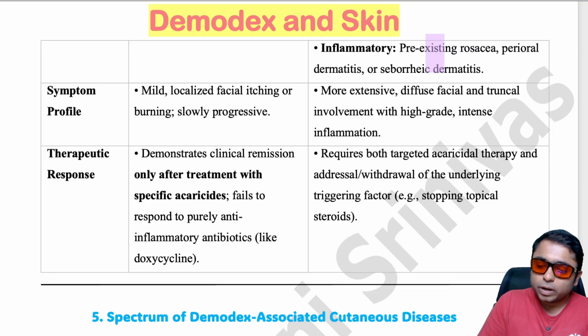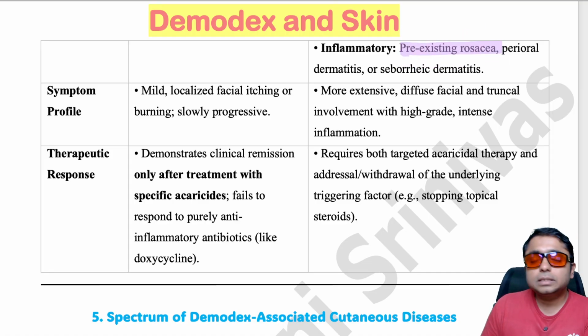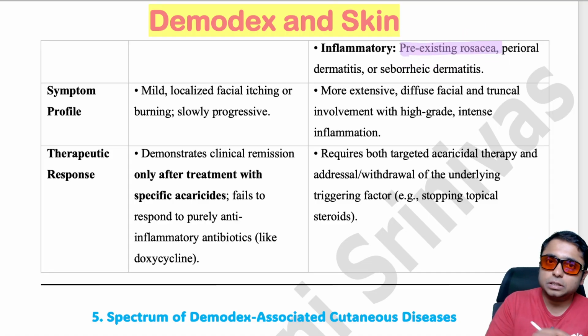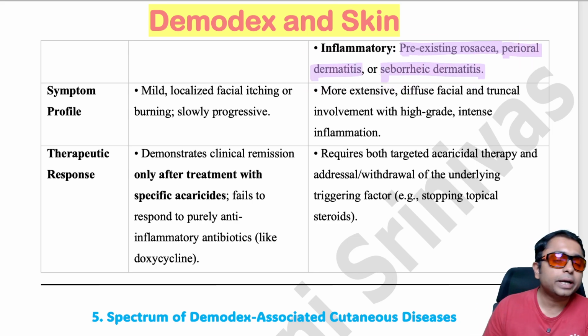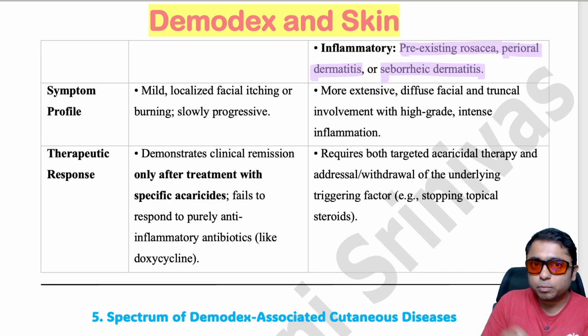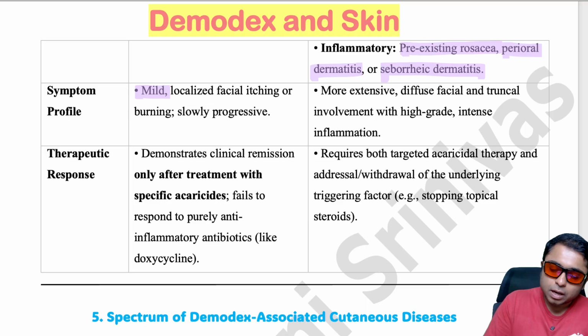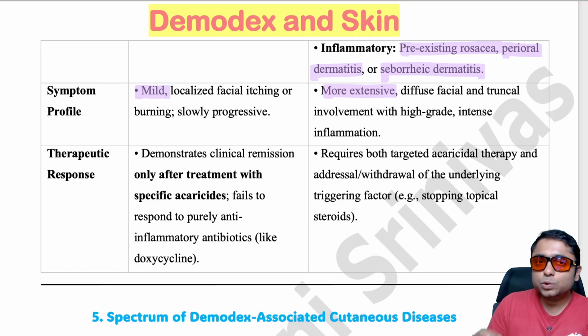And in the secondary, you can also remember that there could be a pre-existing rosacea on top of which this Demodex could cause a more inflammatory response. Perioral dermatitis could also be there, and also seborrheic dermatitis. These are the other inflammatory skin conditions which could be associated with secondary demodicosis. Symptoms are going to be usually very mild, localized facial itching in primary, whereas it's going to be more extensive inflammation because already there was some underlying condition.